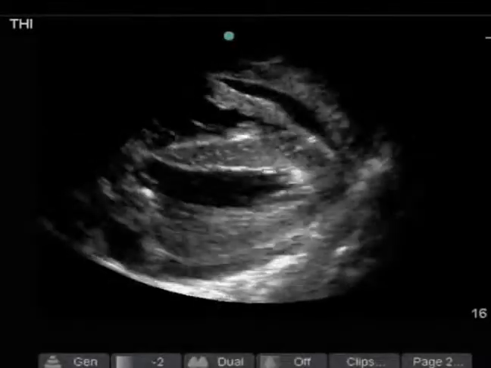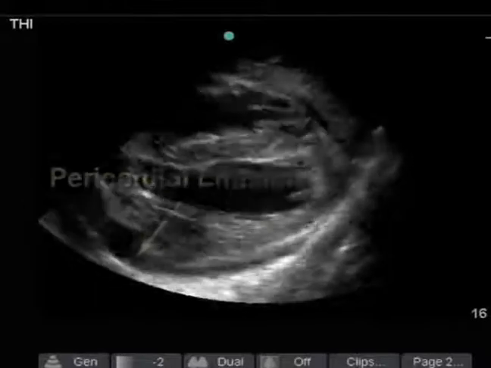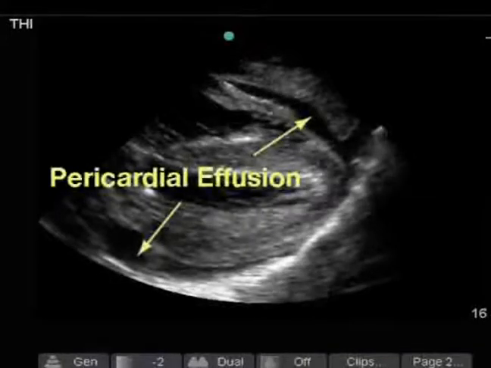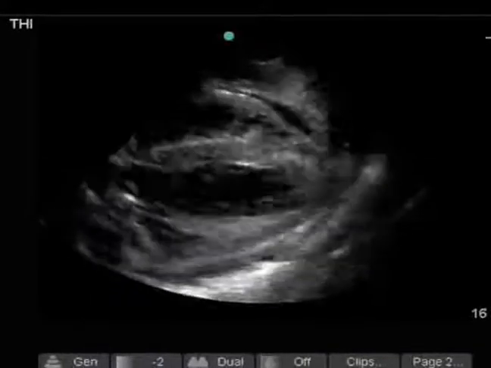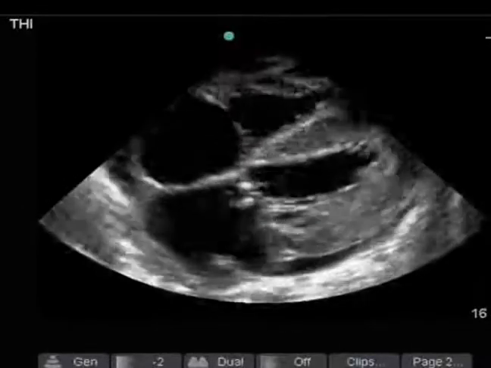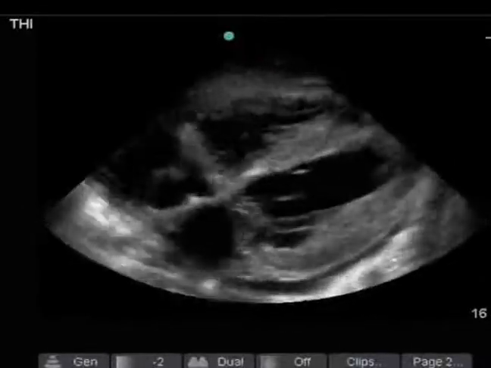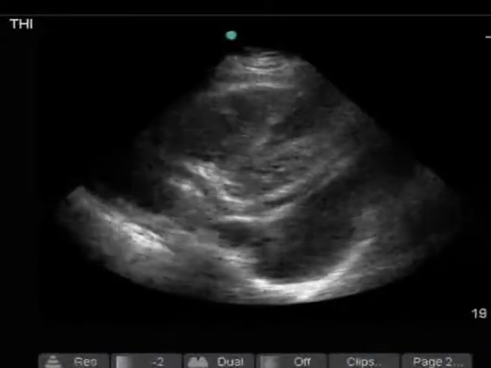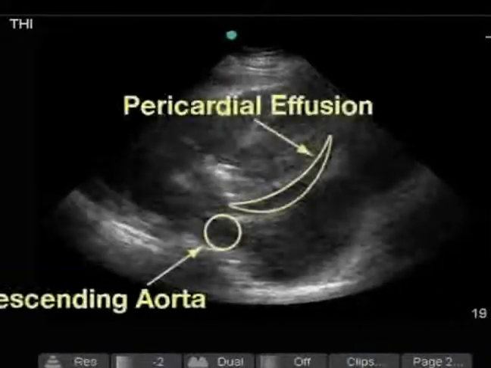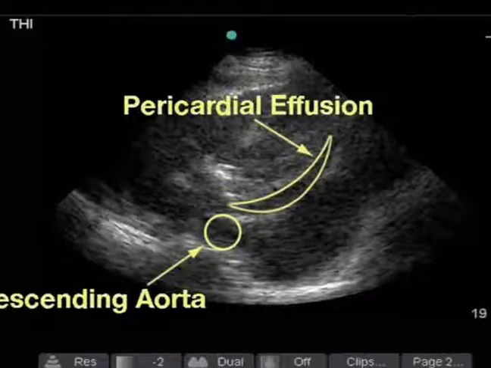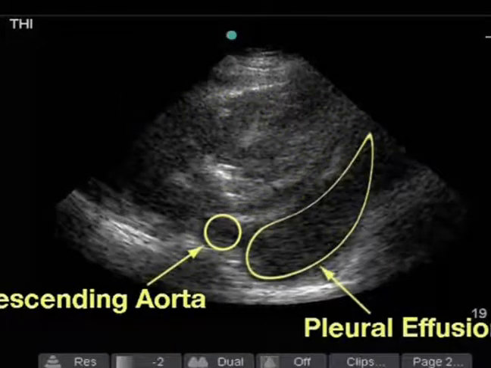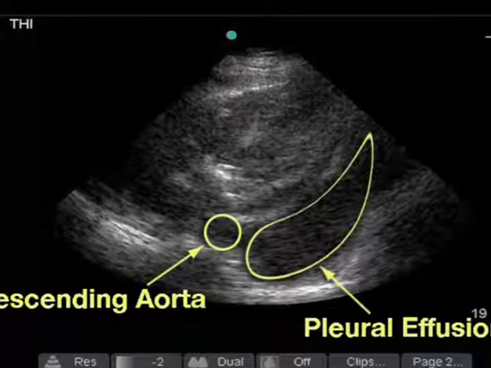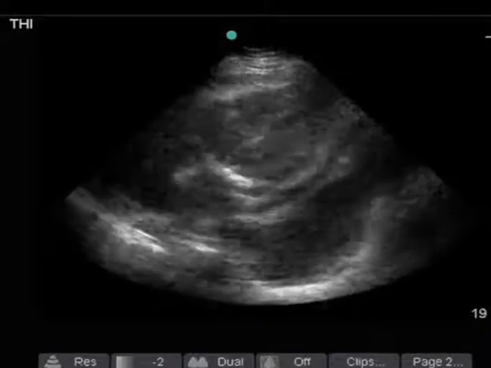This peristernal view shows a moderate-sized pericardial effusion. In supine patients, effusions should be dependent and therefore collect in the posterior pericardial space. Hypoechoic signals seen anterior to the heart may be due to pericardial fat. Posterior pericardial effusions should be located between the descending aorta and the heart. Pleural effusions may be mistaken for pericardial effusions if the relationship between the effusion and the descending aorta is not recognized.